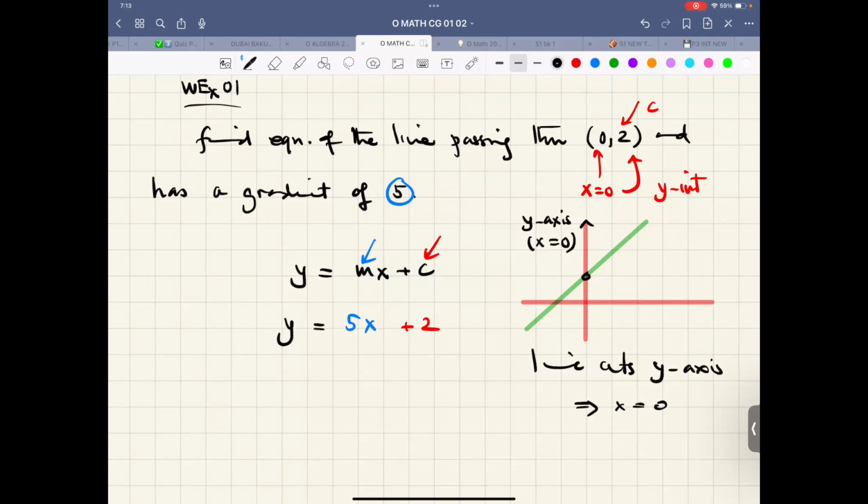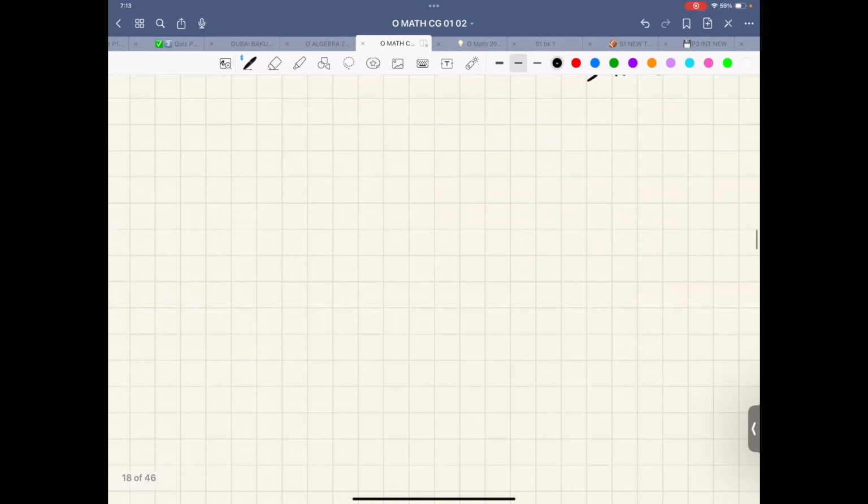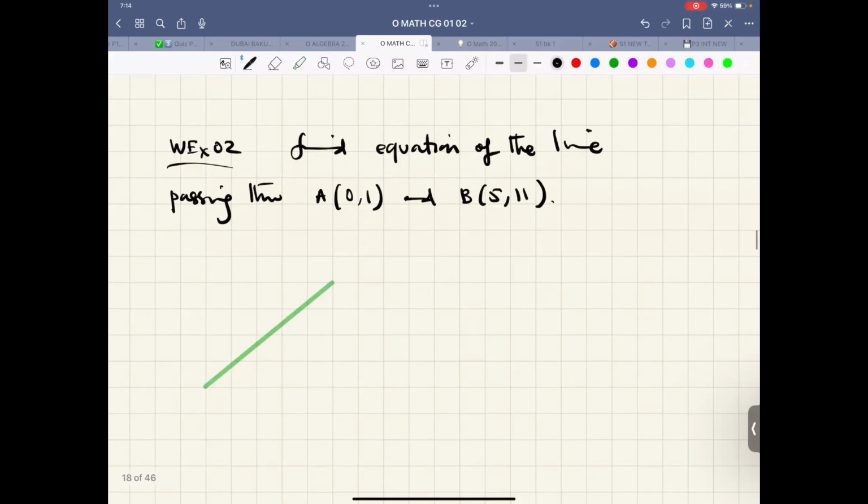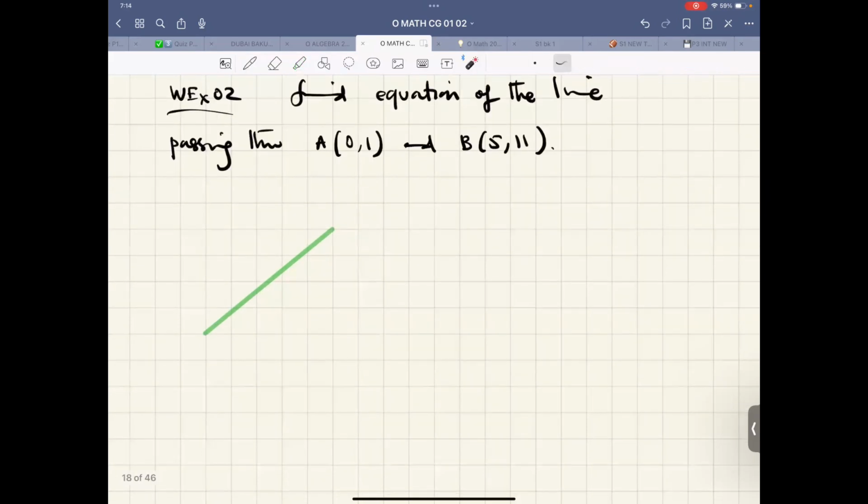All good, all clear? Let's move on. Next example. Worked example 2. Find the equation of the line passing through, now 2 points are given, passing through A 0, 1 and B 5, 11. Now I'll be finding the equation of this line. So just let me get started with a rough diagram. It's not necessary to make a diagram, it just is better.